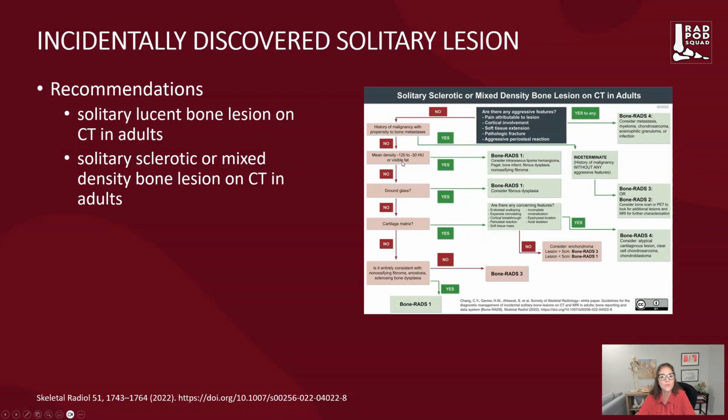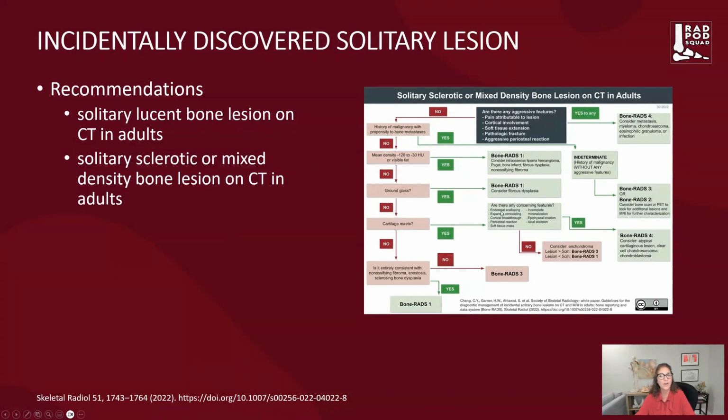Is the density that of fat, or is visible fat present? If it is, it's benign, an intraosseous lipoma or some fat-containing lesion. Does the lesion have ground glass? If it does, it's fibrous dysplasia. If not, is there cartilage matrix? If it's cartilage matrix, that gets us to another set of questions. Is it concerning? Is there any large area of lucency within it? Is there any expansile remodeling, cortical breakthrough, or soft tissue mass?